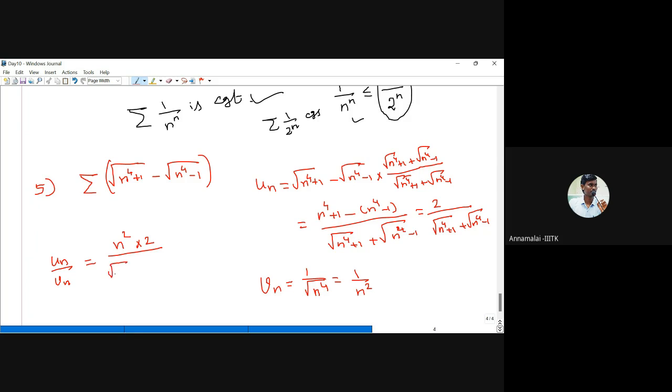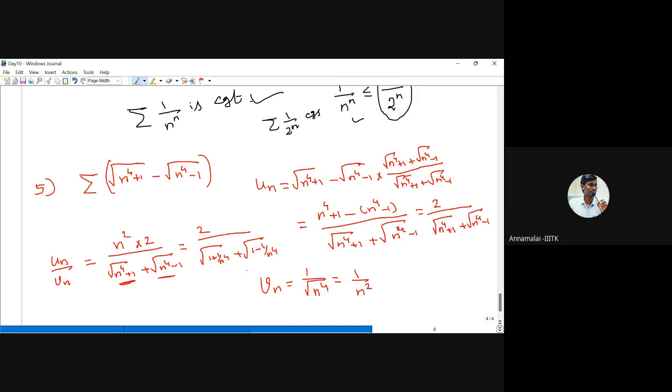And here, square root of n power 4 plus 1 plus square root of n power 4 minus 1. From this, you can take n power 4 outside. Therefore, n square comes outside. Again, from this, you can take n power 4 outside, you get n square outside. Therefore, n square cancels if we take it common, right? Therefore, we get 2 by square root of 1 plus 1 by n power 4 plus square root of 1 minus 1 by n power 4.